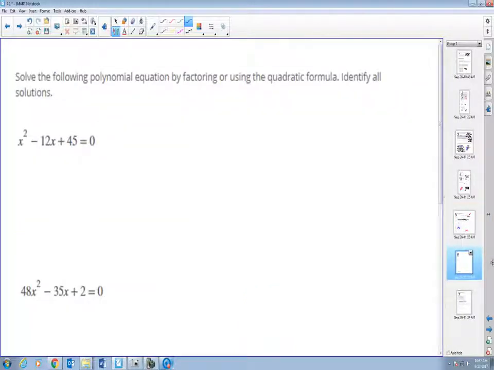Alright, let's solve some of these equations by factoring or using the quadratic formula. I will only use the quadratic formula if I cannot do it by factoring, because the quadratic formula is a little bit of work.